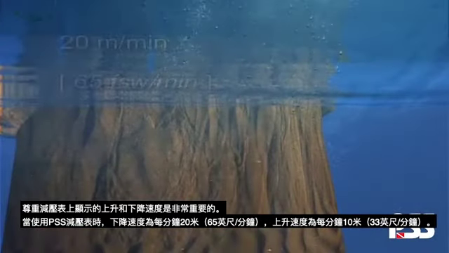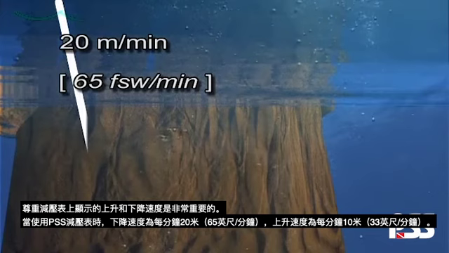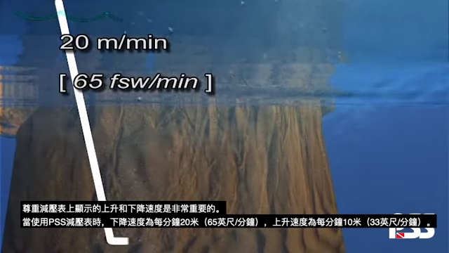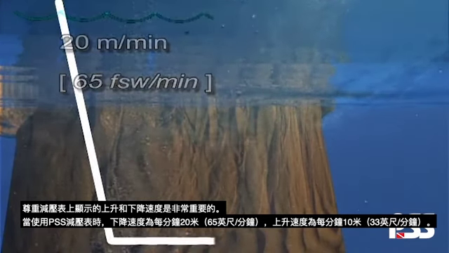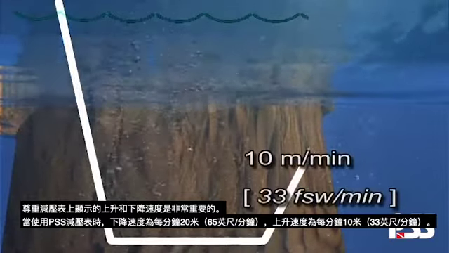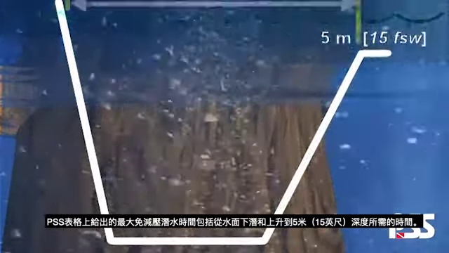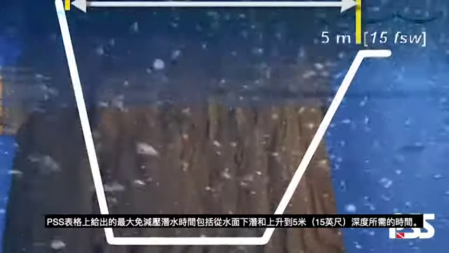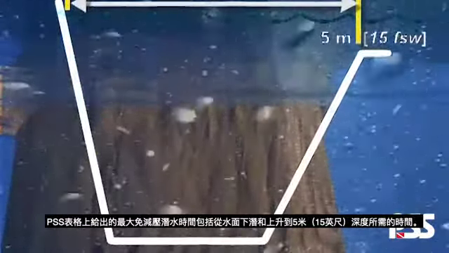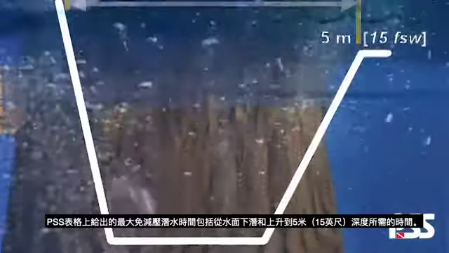When using the PSS dive tables, the rate of descent is 20 meters per minute, 65 feet per minute, and the rate of ascent is 10 meters per minute, 33 feet per minute. The maximum dive time given on the PSS tables includes the time it takes to descend and the ascent up to a depth of 5 meters, 15 feet.